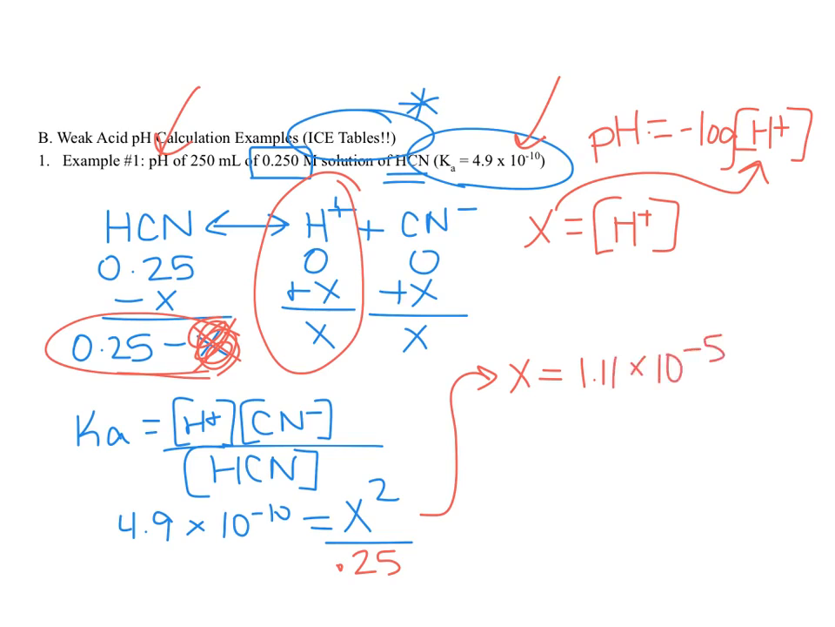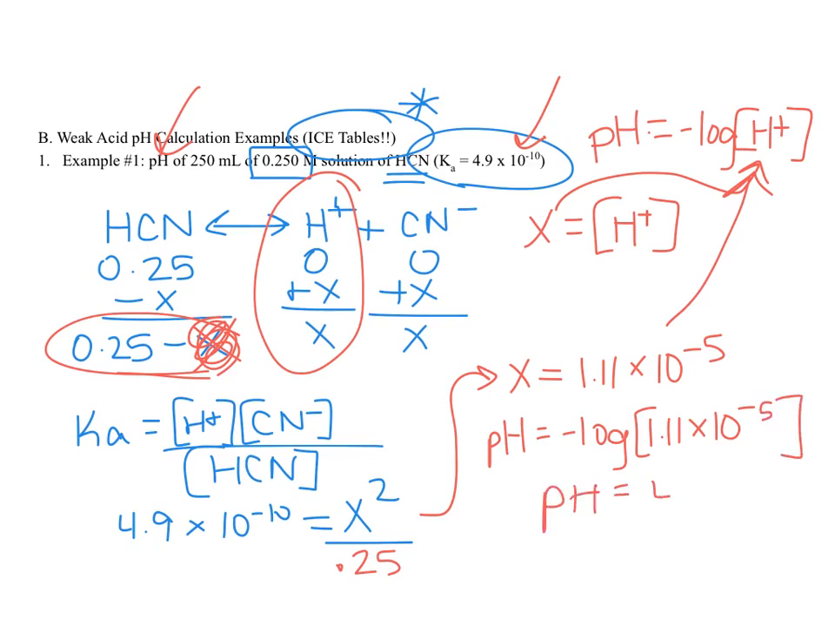And I know that X, remember, X is my hydrogen ion concentration. So to calculate my pH, I just need to negative log that number. And that's going to give me a pH value of 4.96. You should always double check and make sure that your answer makes sense. We're dealing with HCN, which is acidic, so my pH value should be less than 7, which it is.